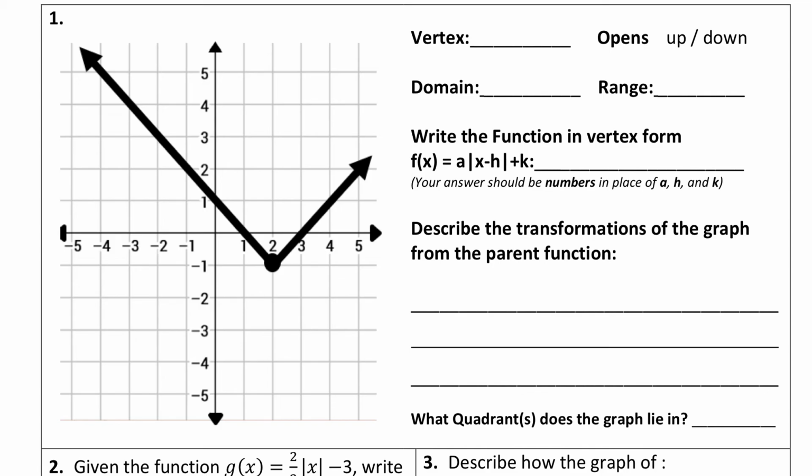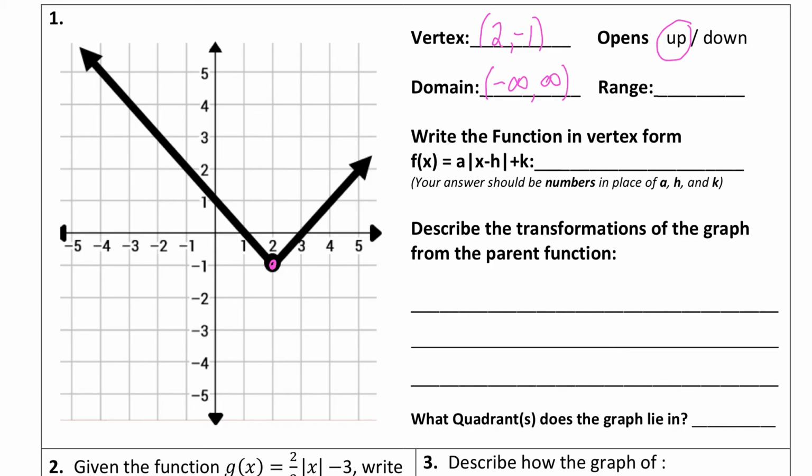When it's asking you for the vertex, it's asking you for this point right here. And so that point is the ordered pair (2, -1). This absolute value opens up. The domain, you can just write in interval notation. The domain for all absolute value functions is going to be -infinity to +infinity.